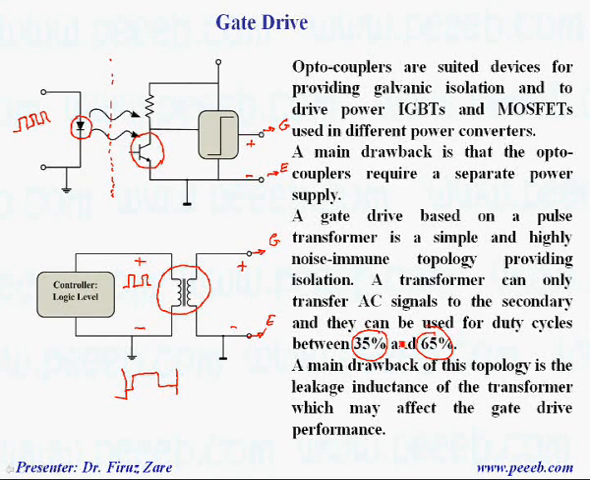And also another drawback is the leakage inductance, because this transformer cannot be an ideal transformer, there is a leakage inductance that may affect the switching speed.